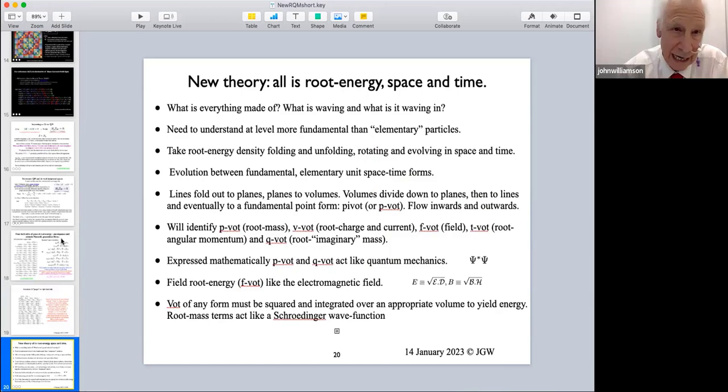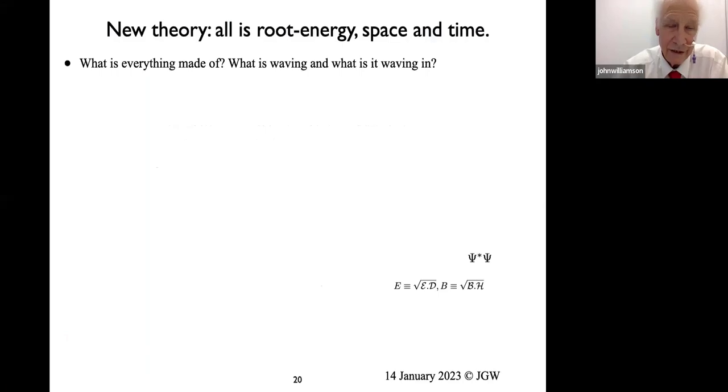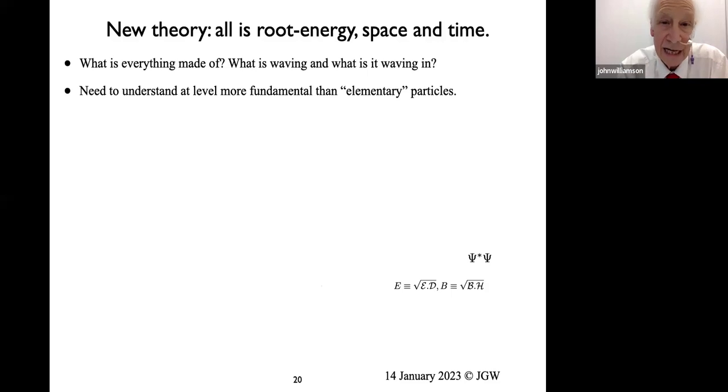So in the new theory, so what's everything made of in the new theory? What's waving and what's it waving in? Well, we need to understand this at a level which is more fundamental than the elementary particles themselves. So we're not going to say we have a photon and it waves, or guess what? Electrons, we've discovered wave, so we'll describe them with a wave equation, which is what one does at the moment. One imposes this as a condition. Why? Because that's what one observes. We need to understand this at a level which is more fundamental than just sticking it in.